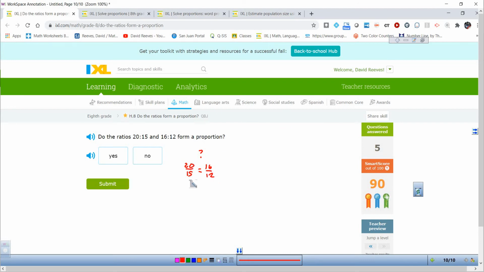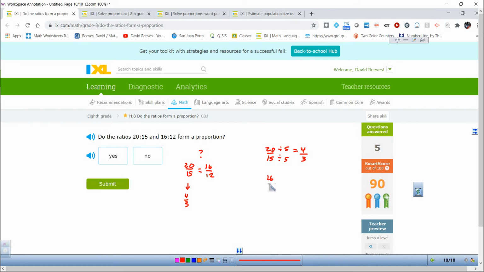All right, so I'm looking at both of these, and I'm saying I can simplify them, can't I? All right, 20 over 15. I can divide both of those by 5. Can I not? And 20 divided by 5 is 4, and 15 divided by 5 is 3. So this simplifies to 4/3.